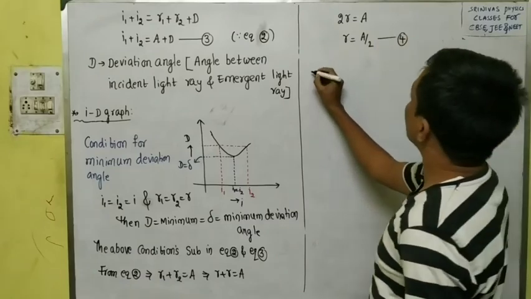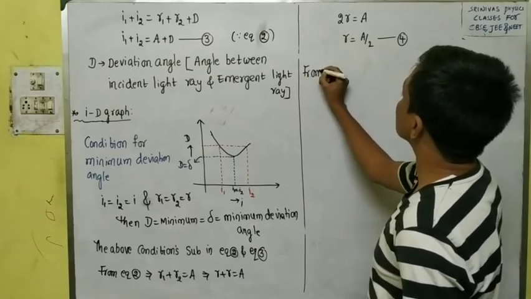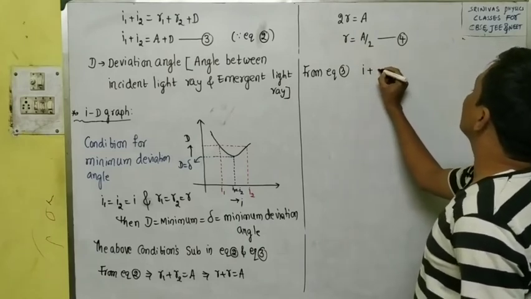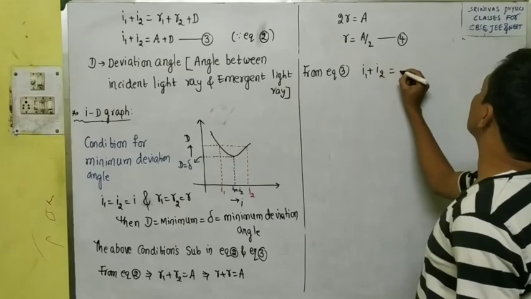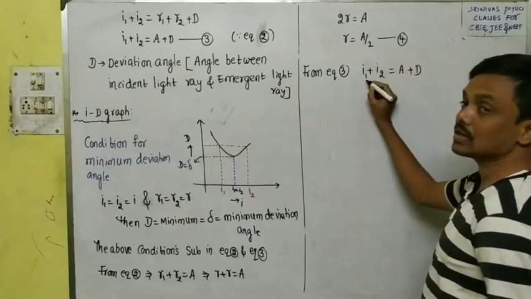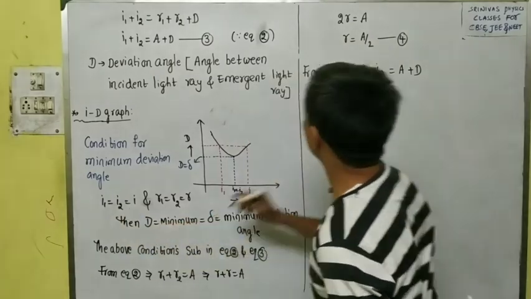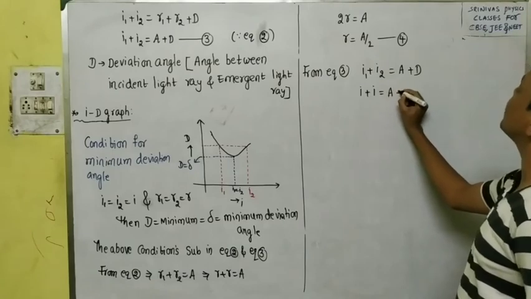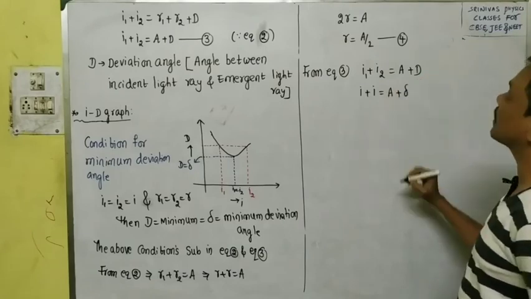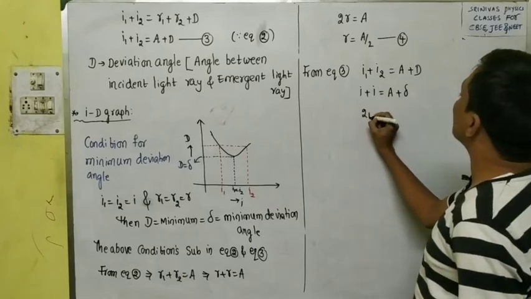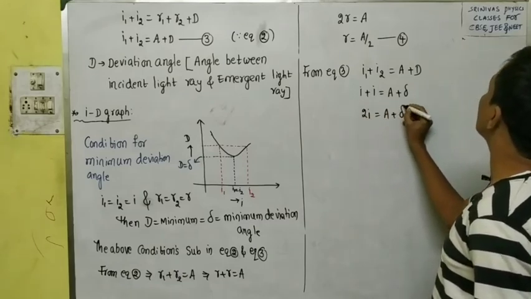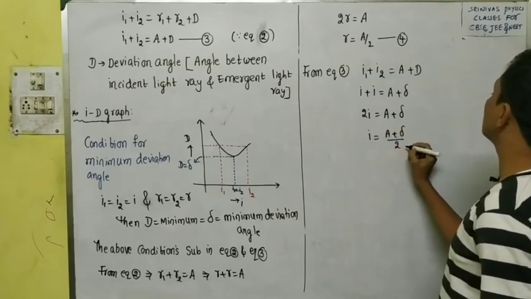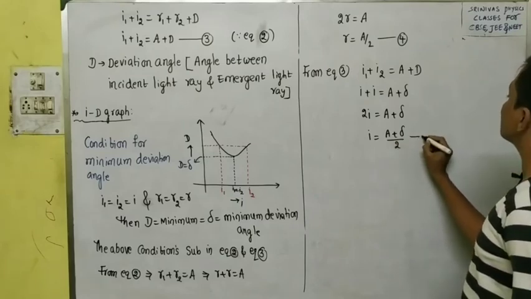And next, write the conditions in equation 3 also. From equation 3, we have I1 plus I2 is equal to A plus D. Substitute the conditions here. I1 and I2 are equal, which we consider as I, and D becomes minimum, the minimum deviation angle, which we consider as delta. Then we get 2I is equal to A plus delta. We write I is equal to A plus delta by 2, and this is equation 5.